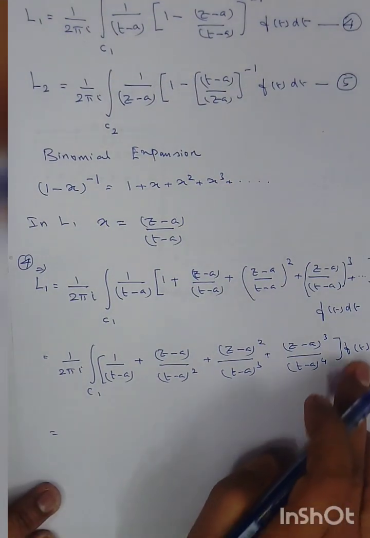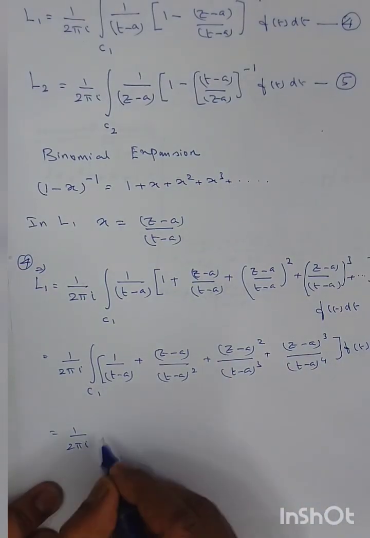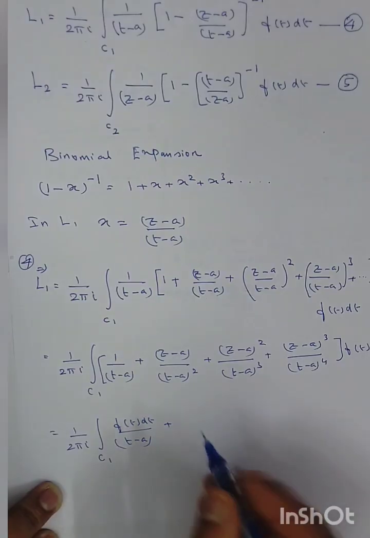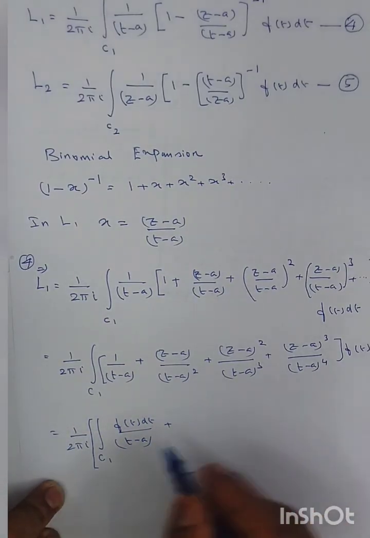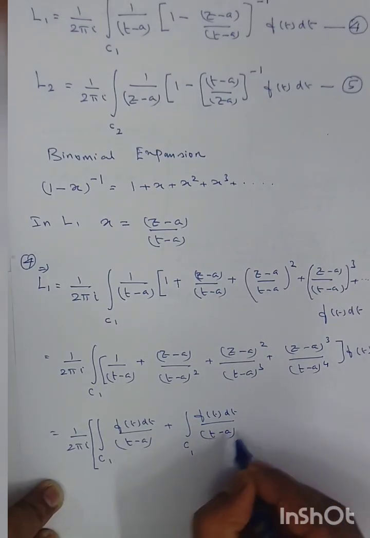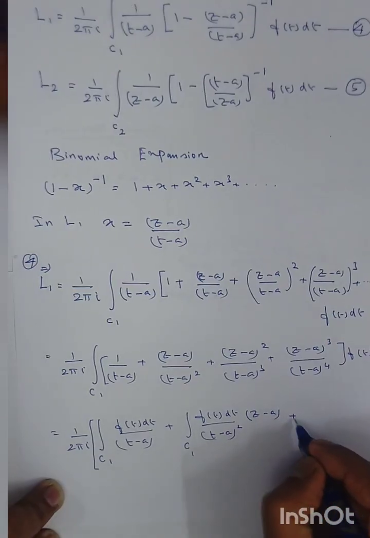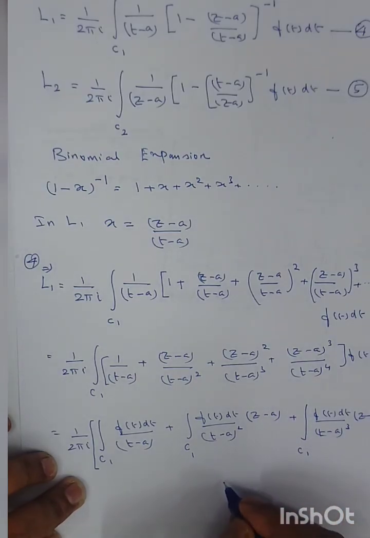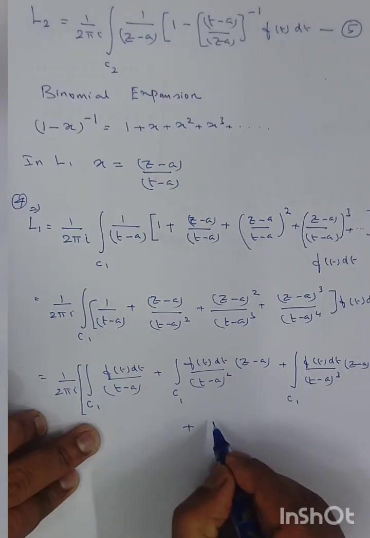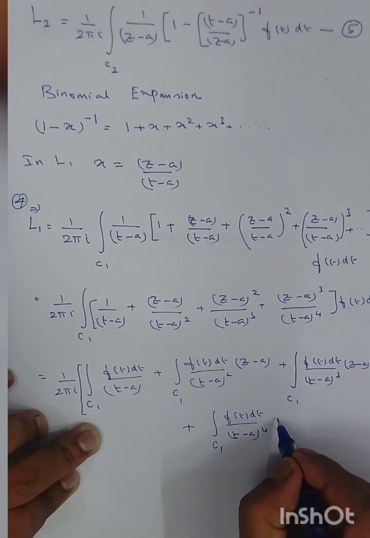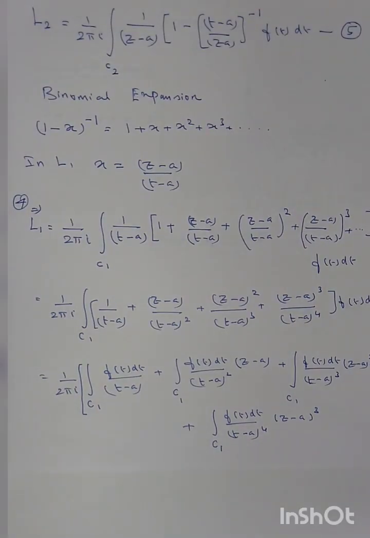Now you multiply this f of t dt inside. So 1 by 2 pi i integral c1 f of t dt divided by t minus a, plus closed integral of c1 f of t dt divided by t minus a the whole square into z minus a, plus c1 f of t dt divided by t minus a the whole cube into z minus a the whole square, plus for the third term c1 f of t dt divided by t minus a the whole power 4 into z minus a the whole cube. So we multiplied these things.